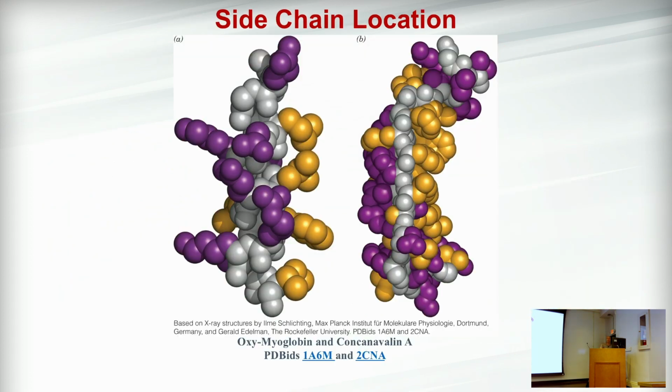Okay, so here we go. It comes down to things this simple. If you're looking at this, the main chain is gray. That's the gray stuff, the backbone. Nonpolar side chains are gold, and let's say polar side chains are purple. All right, everybody with me?